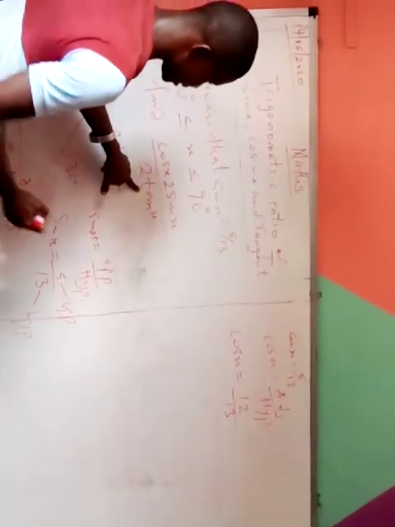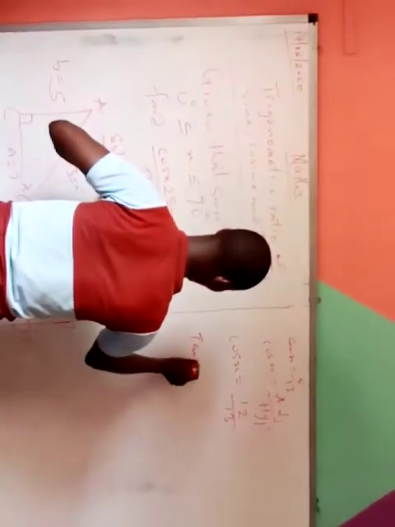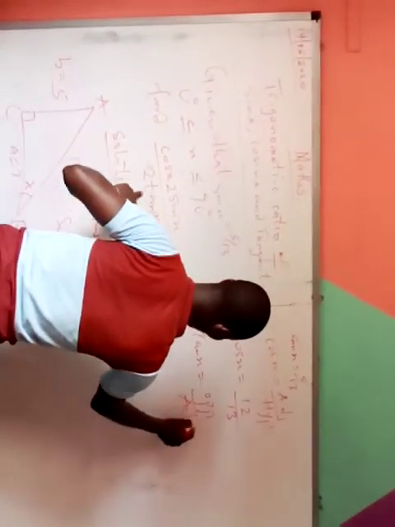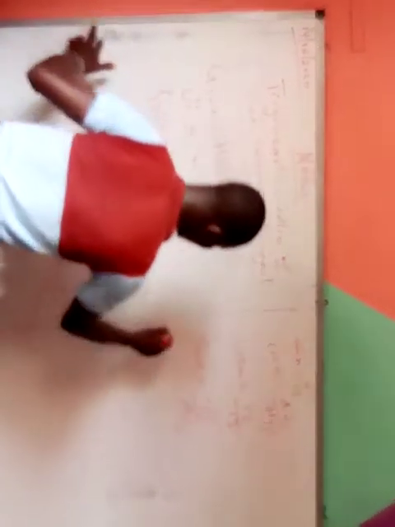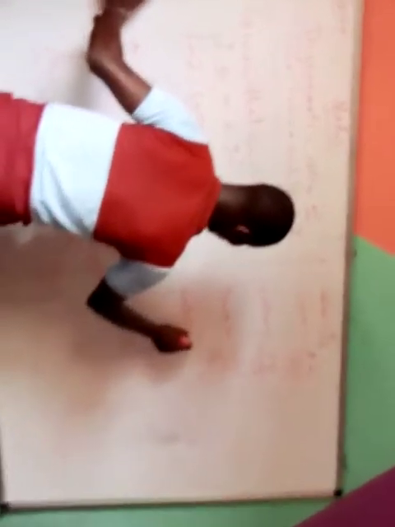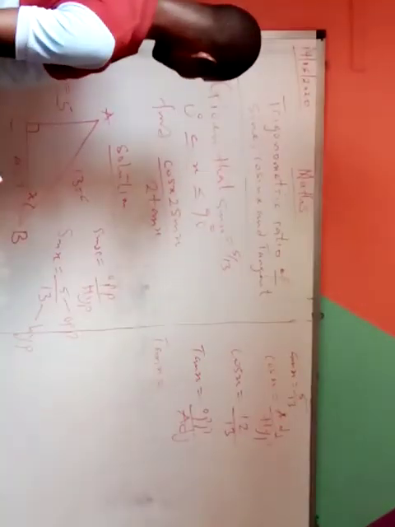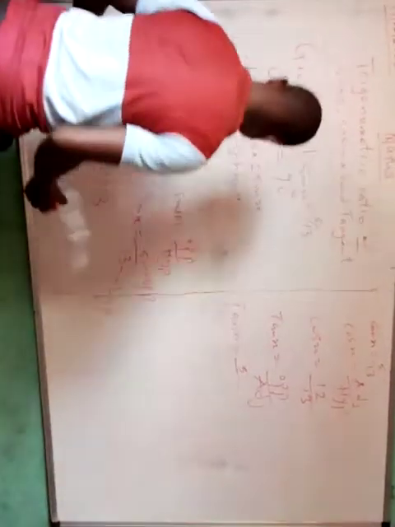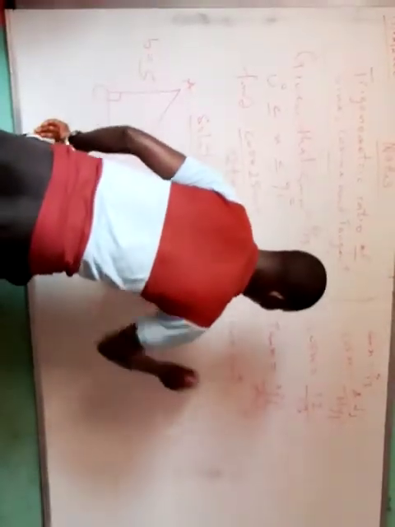Then you check for tan x. Tan x is equal to what? Opposite over adjacent. So I have tan x to be equal to, now let's see, opposite is what? 5, isn't it? Then adjacent is 12. So 5 over 12, isn't it now?